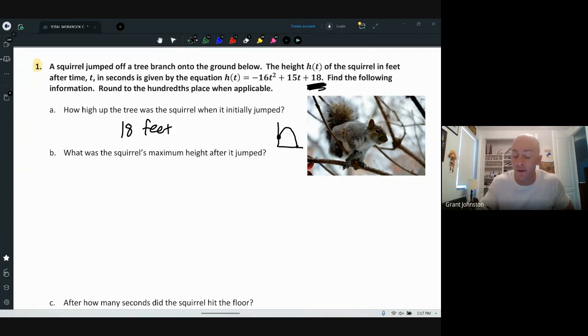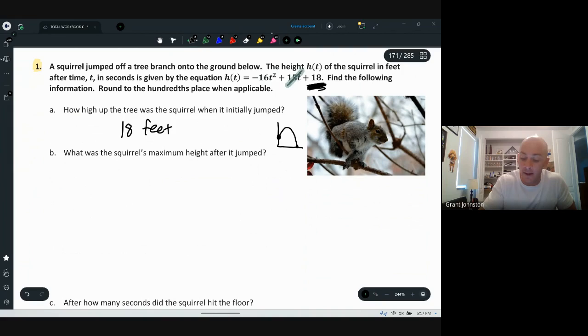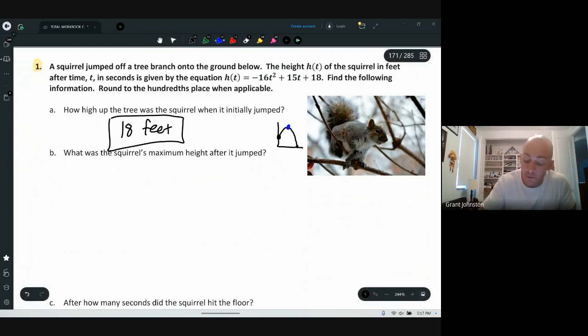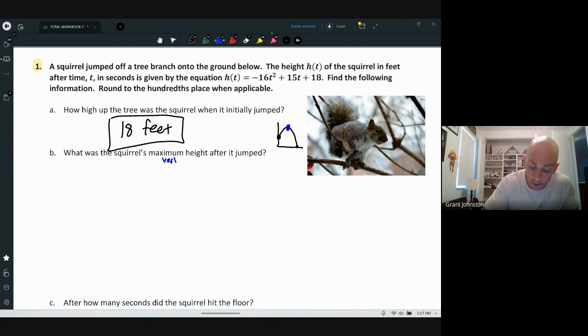But if you plugged in 0, it's kind of a waste of time because 0 squared is 0, negative 16 times 0 would just be 0, 15 times 0 is just 0. So it's just 18. Okay. So that's the initial height of the squirrel when it jumped. Easy. That question is easy. What's the squirrel's maximum height? Now this you've got to think a little bit. The squirrel's maximum height is referring to the vertex. Well, I'm going to write vertex underneath this. We need to know the vertex.